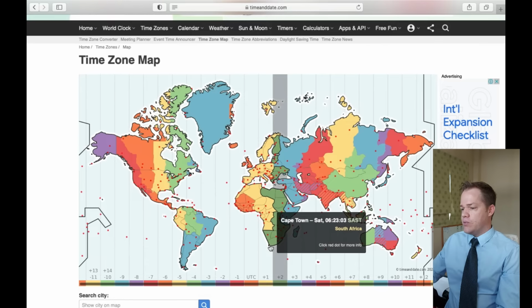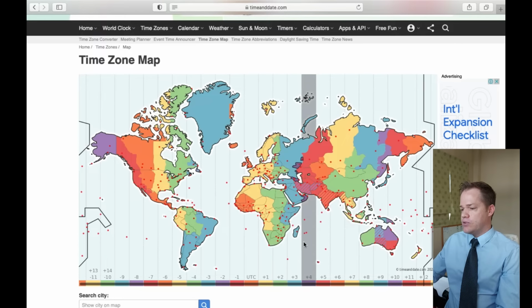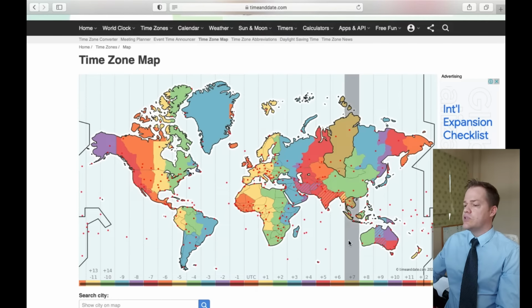And what is interesting is you can hover the mouse over certain places, like over certain cities. And where I am in Thailand, we are 5 hours ahead of South Africa exactly.